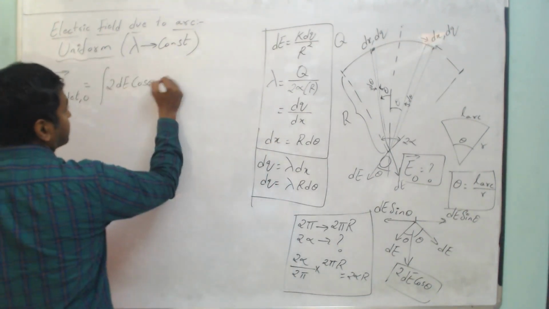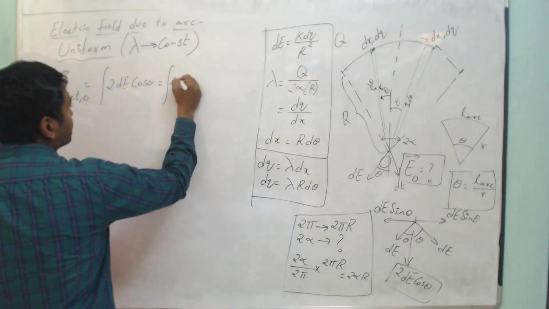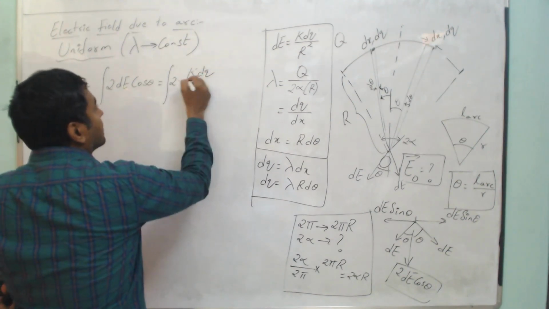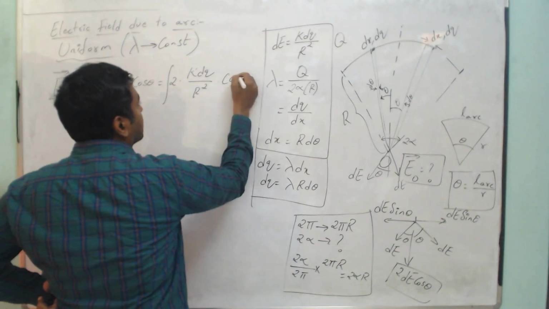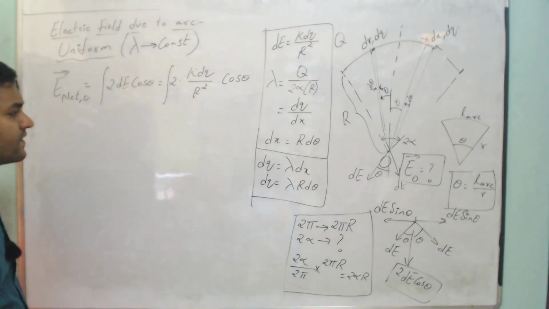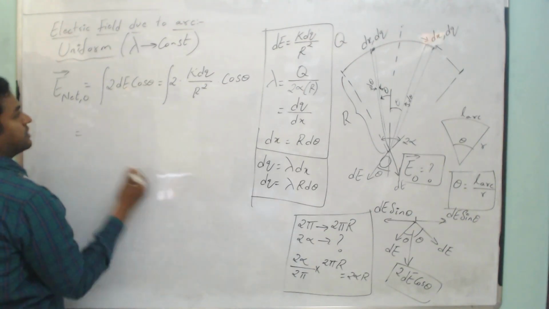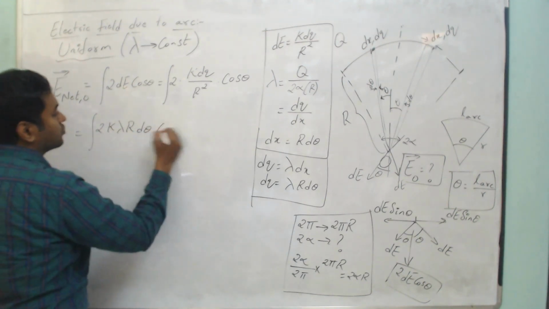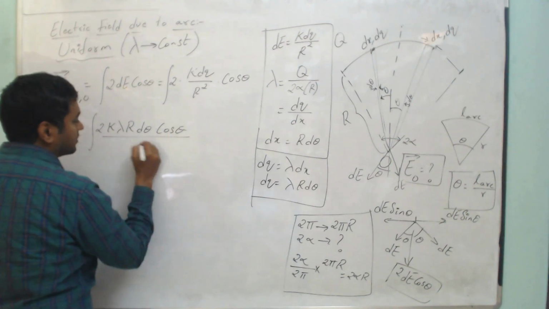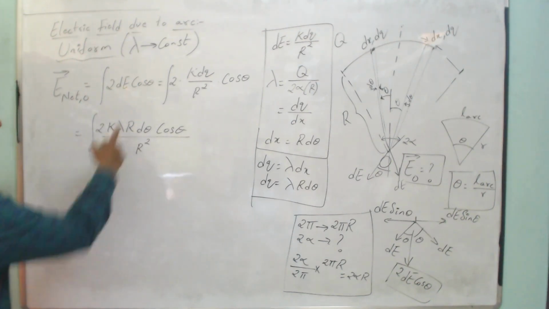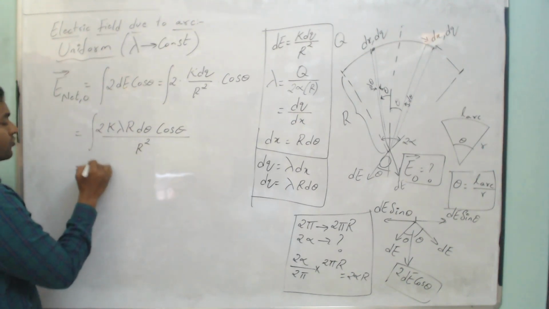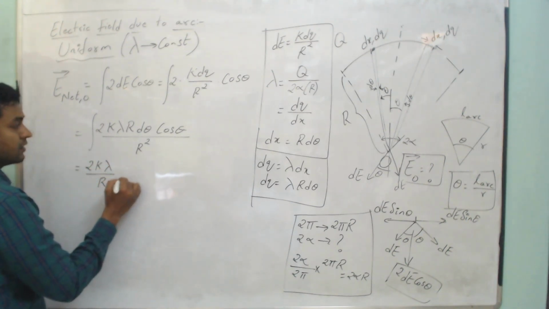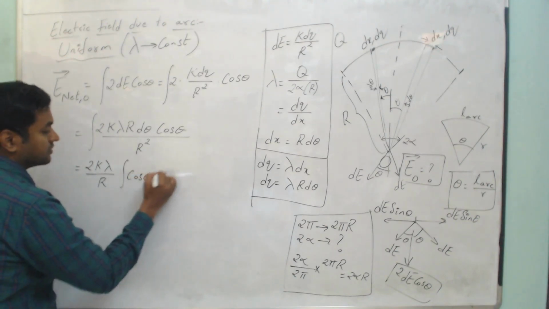So let us substitute everything over here. 2 into my dE is k dq by r square into cos theta. And my dq is lambda r d theta. So eventually it will become 2k lambda r d theta into cos theta divided by r square. R will get cancelled. I can bring the constants outside also. 2k lambda by r integral of cos theta d theta.